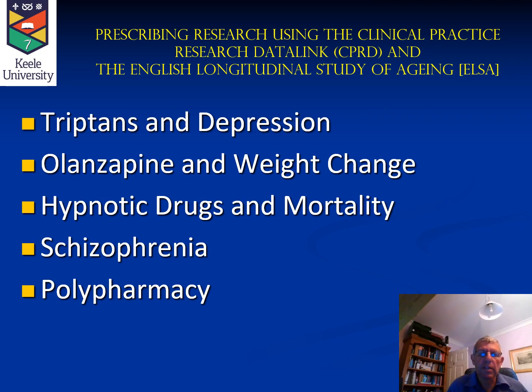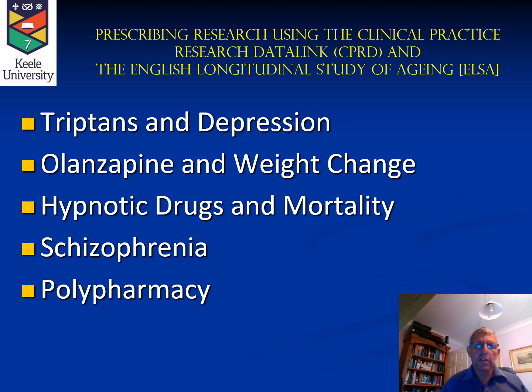We're going to look at 5 different projects listed here: triptans and depression, olanzapine and weight change, hypnotic drugs and mortality, schizophrenia, and polypharmacy. The research that I've conducted has been using 2 data sets that we're going to look at. One is the Clinical Practice Research Data Link, known as CPRD, and the other one is the English Longitudinal Study of Aging, known as ELSA.